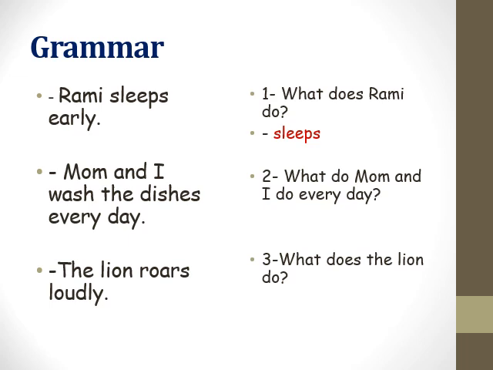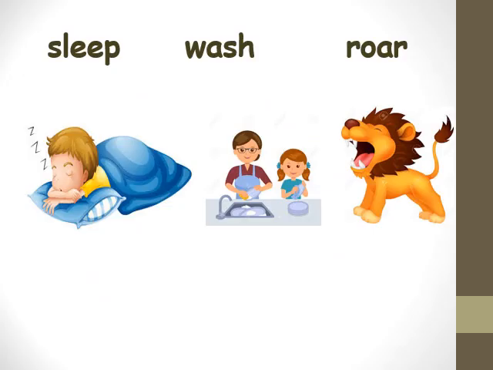Number 2. What do Mom and I do every day? The answer from the first column is wash. Question number 3. What does the lion do? The answer is roars. Perfect. So I have here the 3 words that made my answers: sleep, wash, and roar.